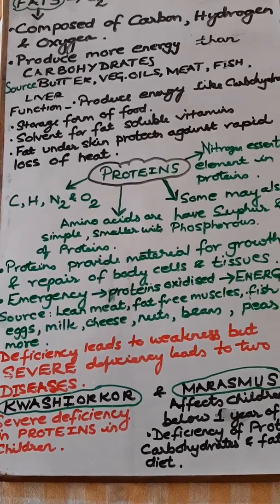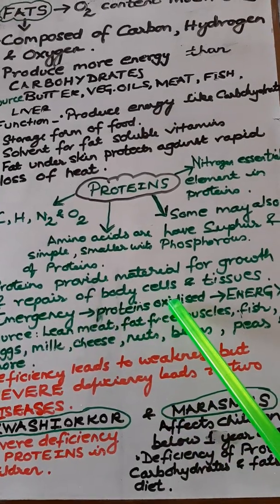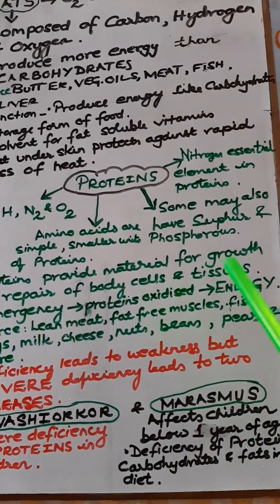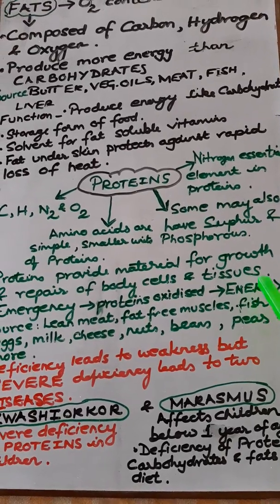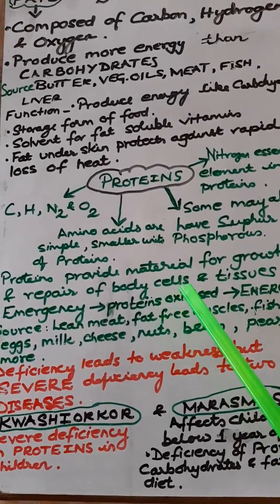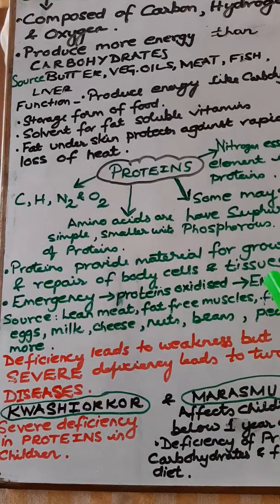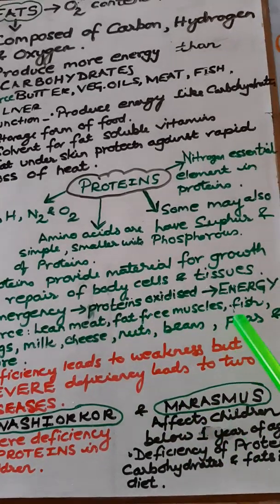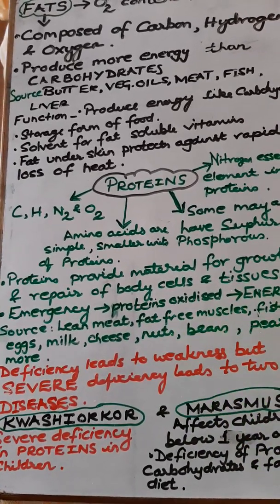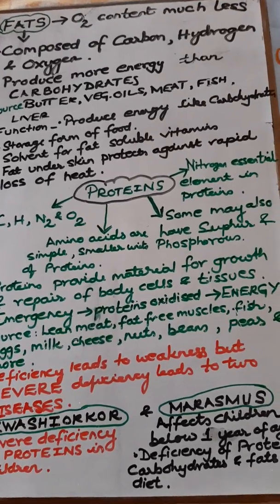In times of emergency, proteins are oxidized, and from there, energy is got. Energy is derived after proteins are oxidized, but that is only in times of emergency. Sources of proteins: lean meat, fat-free mussels, fish, eggs, milk, cheese, nuts, beans, peas, and there are many more.